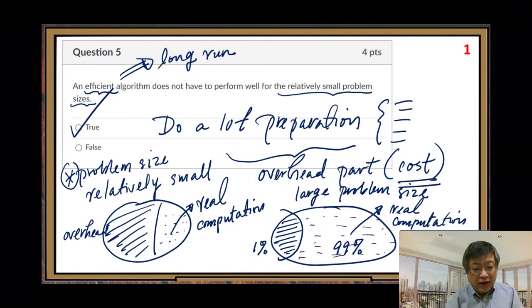Now you can understand an efficient algorithm does not have to do well for problems of smaller sizes. The reason is you need to factor in the overhead part. The overhead part may occupy a large chunk of the execution time, so the overall execution may not be that fast because the overhead part makes the distortion.